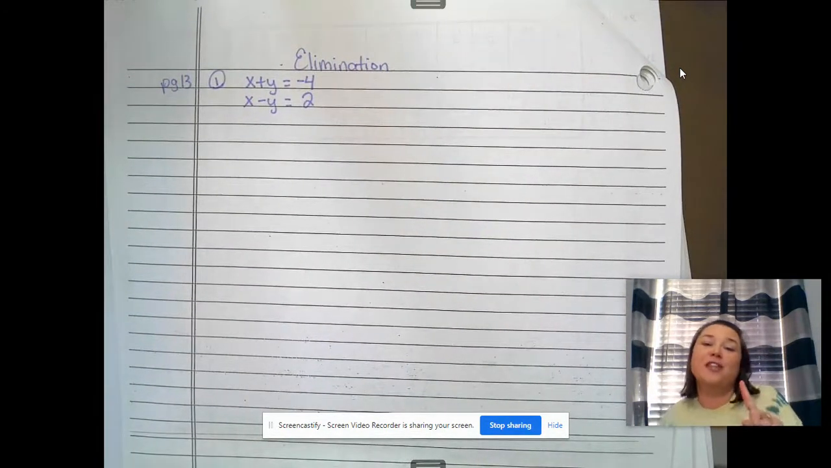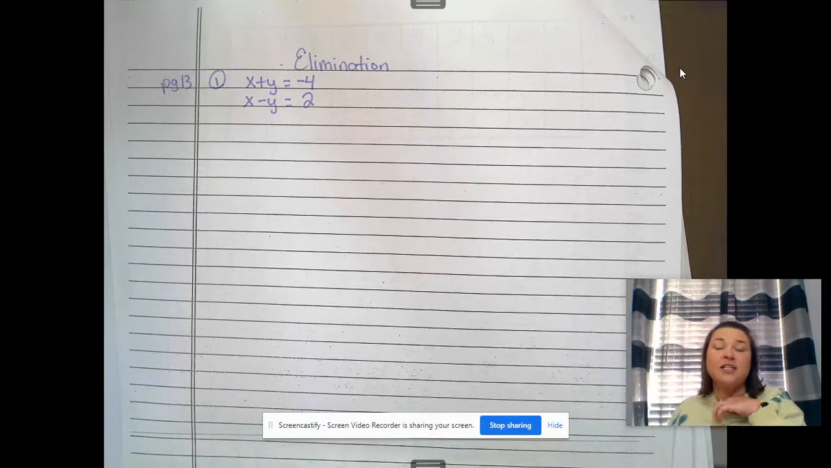So remember the first method we learned, just a quick review, is to graph them. There can be one solution, no solutions, or infinitely many. The second way we learned was substitution. When you solve one of the equations for a letter, take what it is equal to and substitute it into the other equation to solve. Now we're going to look at elimination.